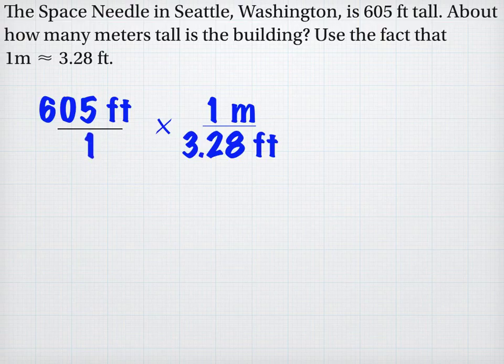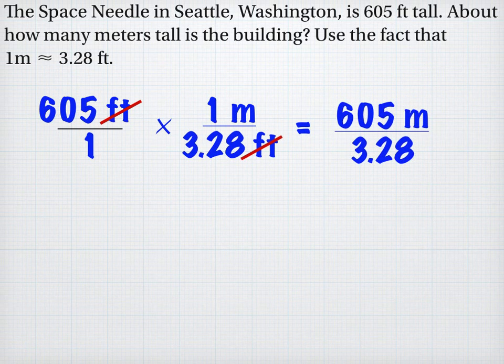Again, we're going to go ahead and put 605 feet over 1. When you multiply straight across, you're going to end up with feet on top and feet on the bottom, so they're going to cancel each other out, leaving us with just meters. 605 times 1 is 605, and then 1 times 3.28 is 3.28, and we're only going to be left with meters as our units. Go ahead and divide that, and you get 184.5 meters. 184.5 meters is actually the same height as 605 feet. They're just measured in different units.